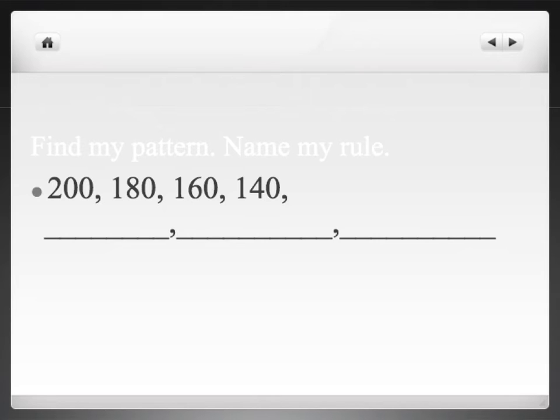Alright, let's find our next pattern. I want you to pause the video. I want you to figure out what the pattern is and find the next 3 numbers in the pattern. And in order to do that, remember, you have to find the rule.